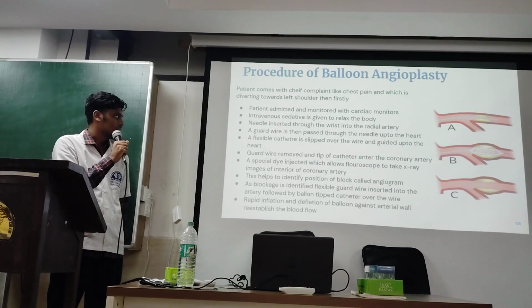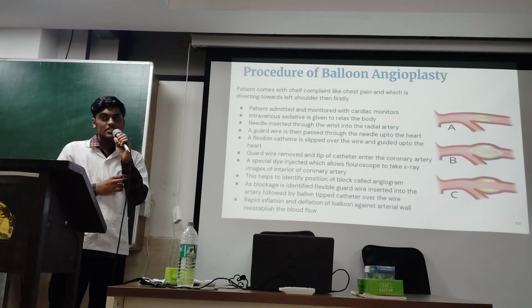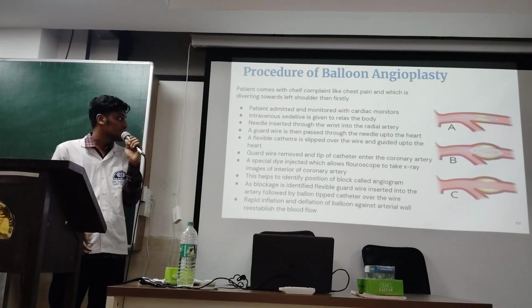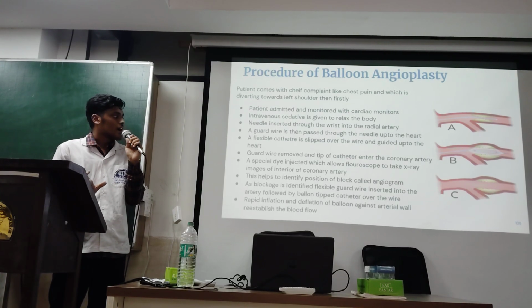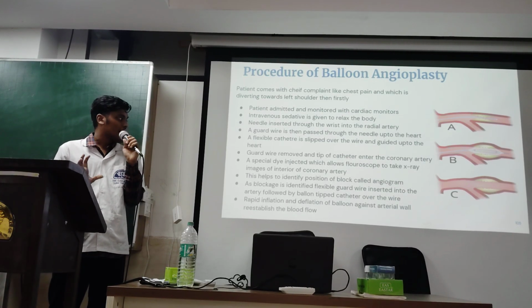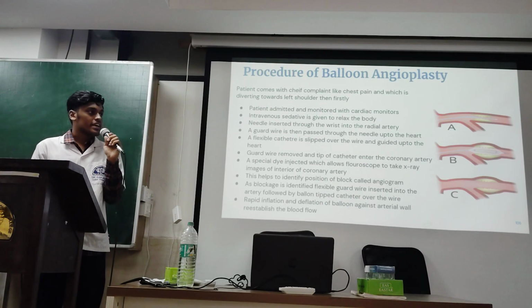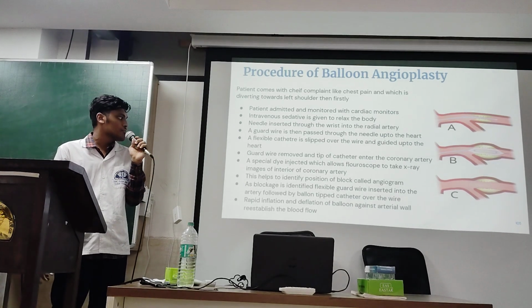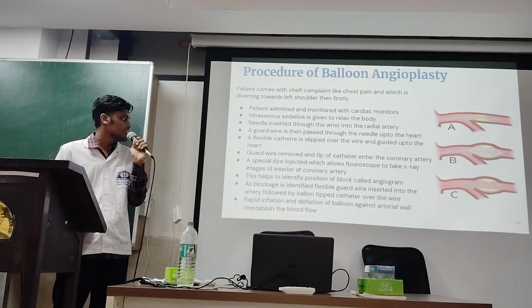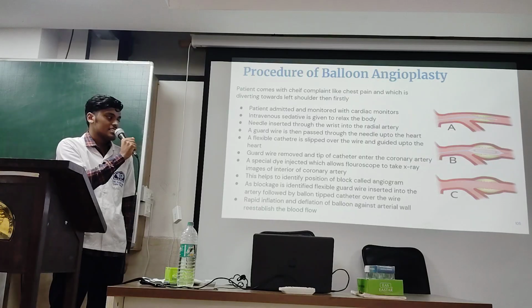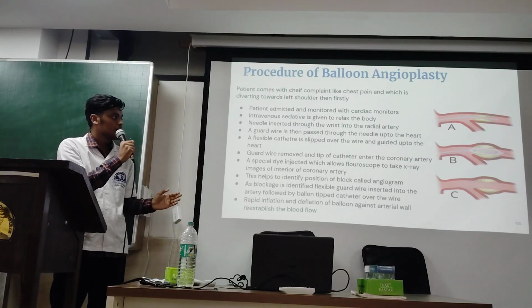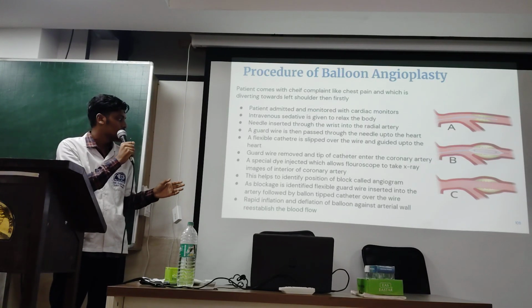Then a special dye is injected at the site of the catheter, and the dye helps the fluoroscope to take X-ray images of the interior of the coronary artery. This helps to identify the position of the blockage, which is called an angiogram.